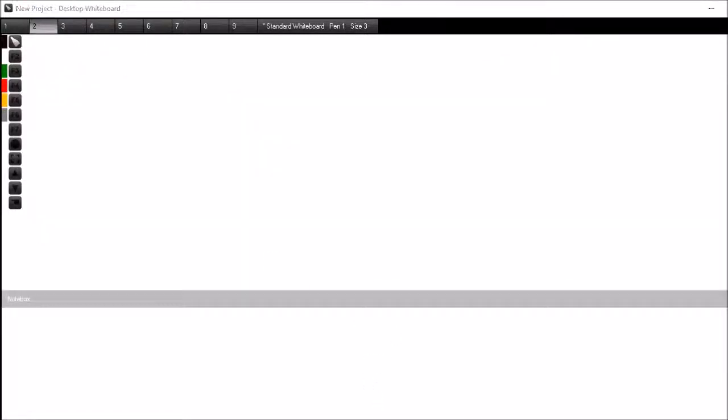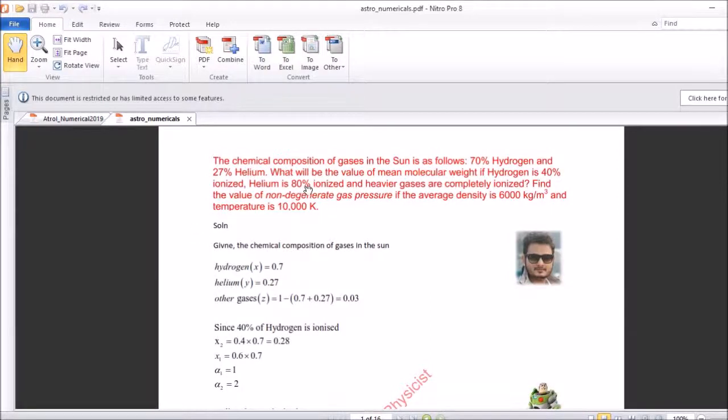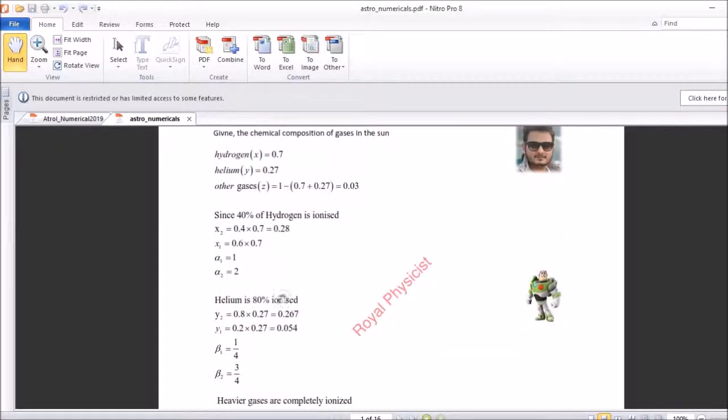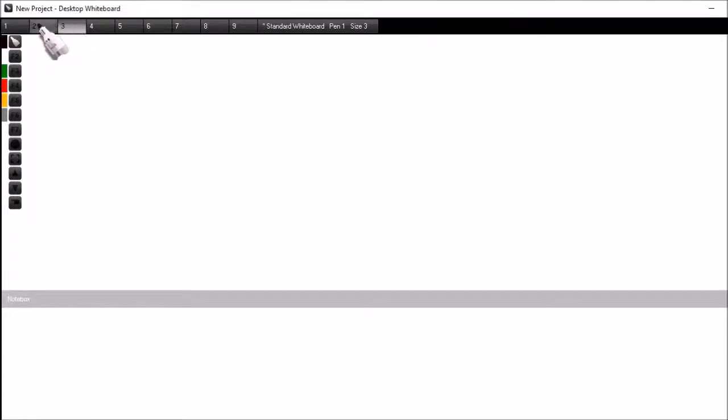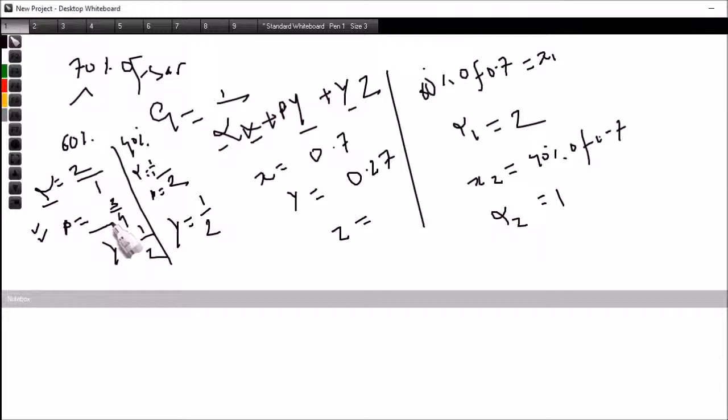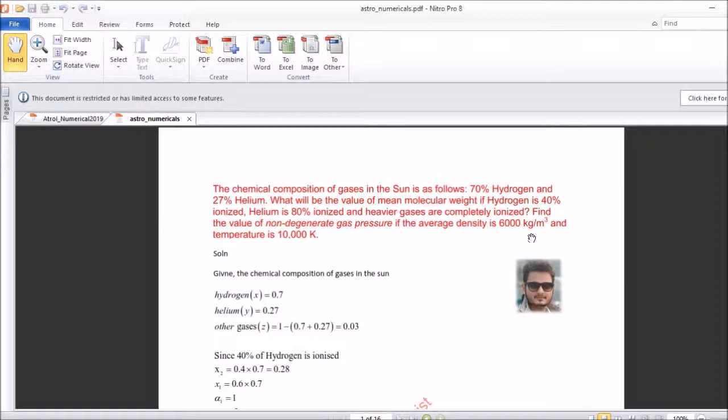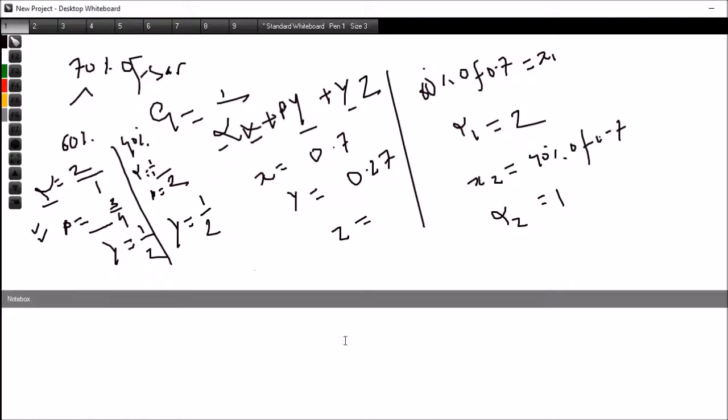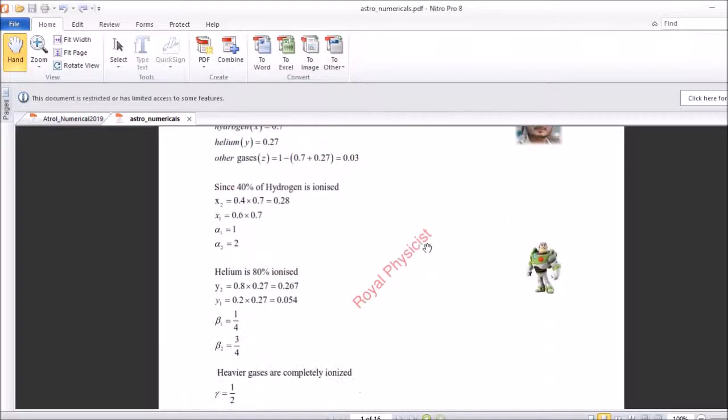Okay, similarly, in the case of helium, what is given? 80% is ionized, that is out of 27%, 80% is ionized, that is 80% of 27 is ionized, and the remaining 20% is unionized. So beta 1 will be from the unionized case, 3/4. Now, what percent is ionized? 80% is ionized, so for 80% we will use beta equal to 2, and for the remaining 20% we use beta equal to 3/4. Okay, so this is what is given.